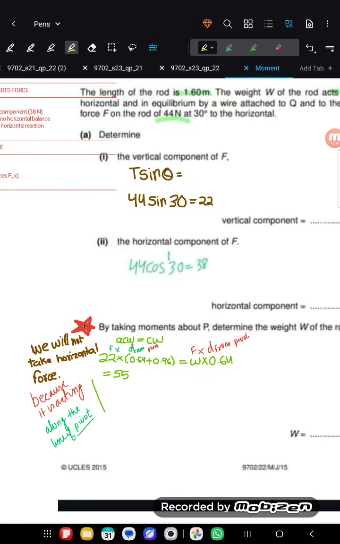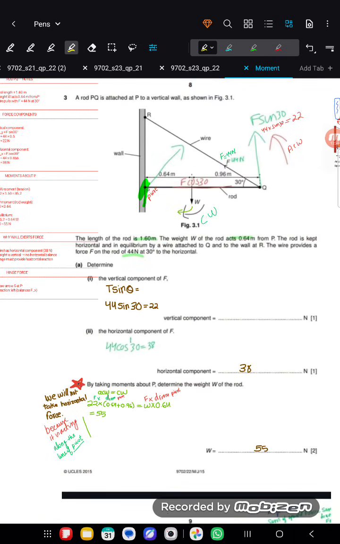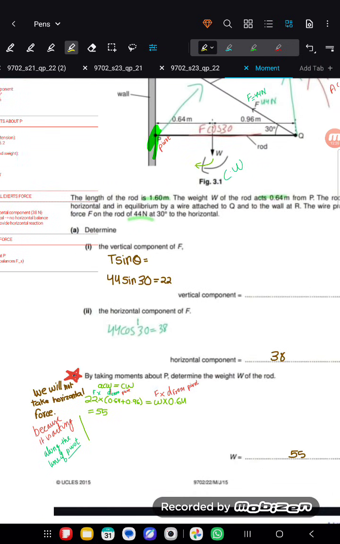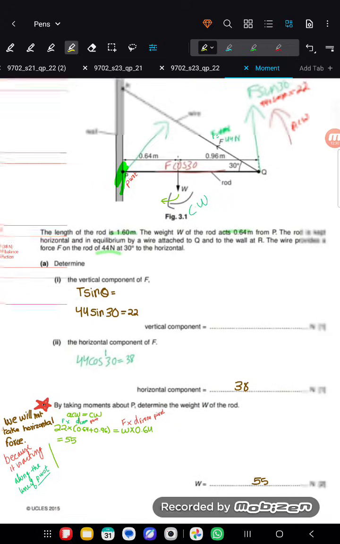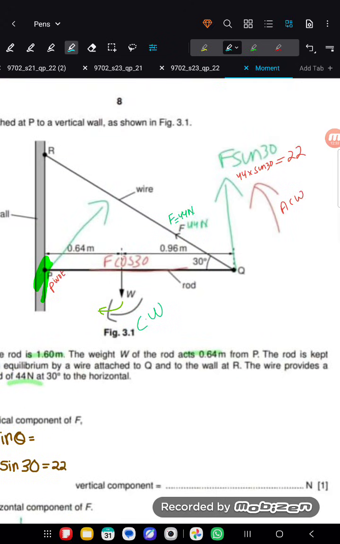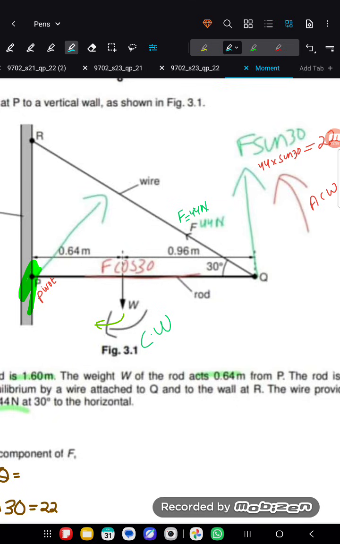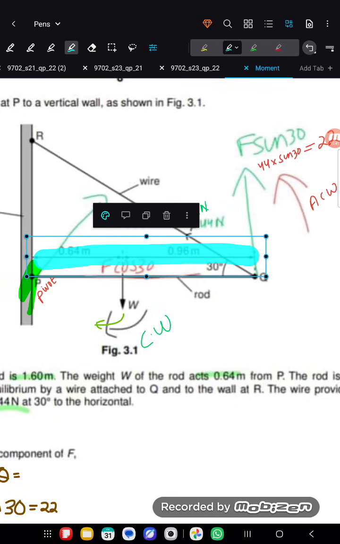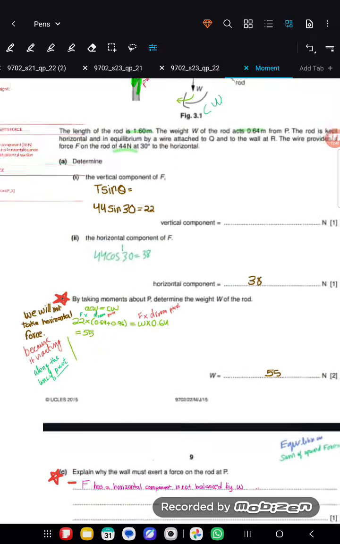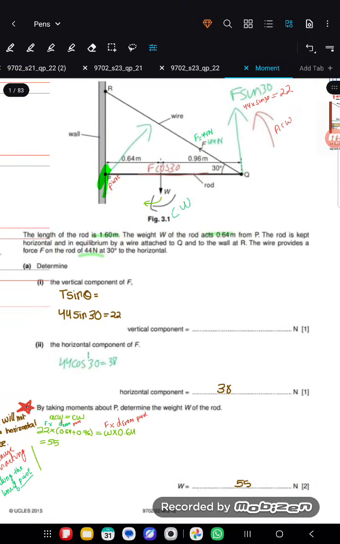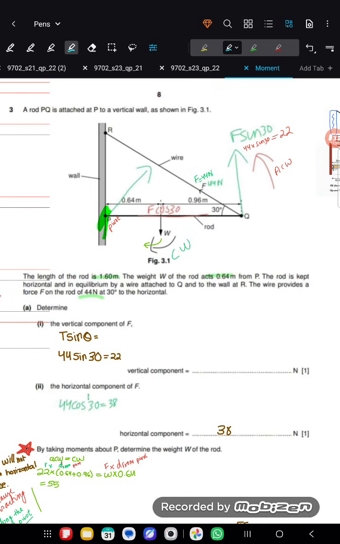Okay, clockwise equals anti-clockwise, so all the clockwise force you have to write on this side, and all the anti-clockwise force. So clockwise we have the weight, and anti-clockwise we have this one, the upward force. What is the distance from the pivot? The distance is this whole distance, right? You have to add the distance. It's 0.64 plus 0.96, right? 0.64 plus 0.96. Okay, this is the full distance from the pivot.